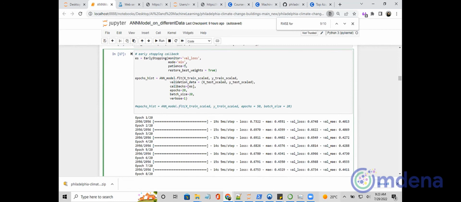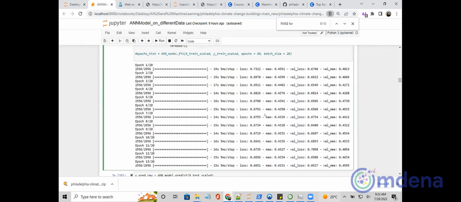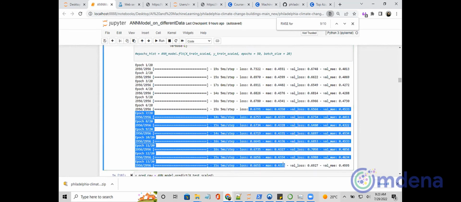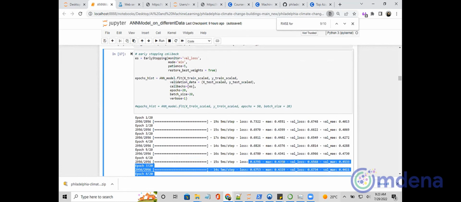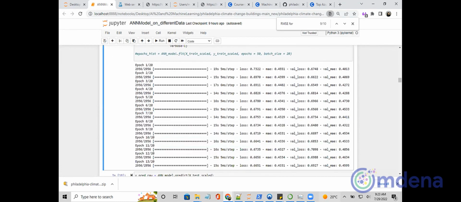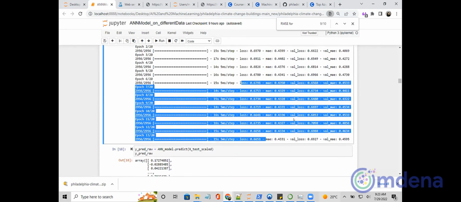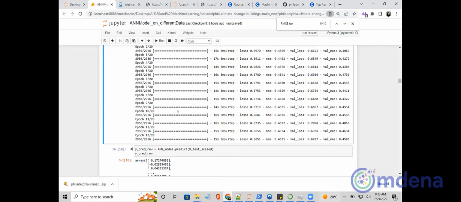So I have set the patience to be 5 here. What happens is, once it stops improving the loss values, once the values get constant for around 5 iterations, then it will stop training your model. So here it stopped at 13, right? You have given your epochs as 20, but it stopped at 13.